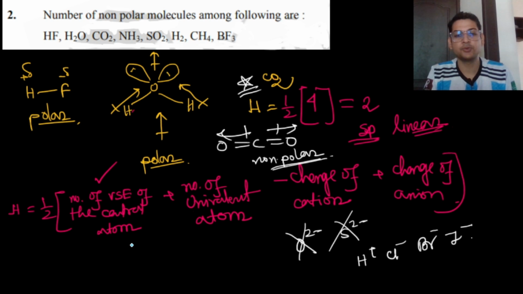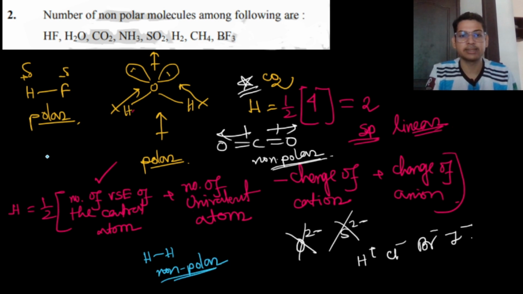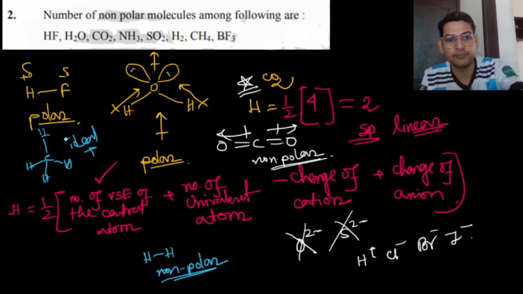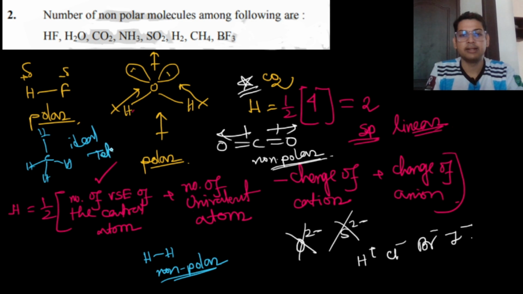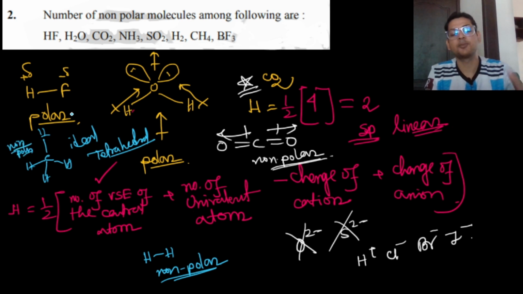Okay. Now H2, obviously, it will be non-polar. There is nothing to discuss, right? This is non-polar. CH4, it looks like this, carbon with a hydrogen like this, ideal tetrahedral, and if it is ideal tetrahedral, sir, this is also non-polar, because all the dipole moments will be cancelled out by each other, the resultant.